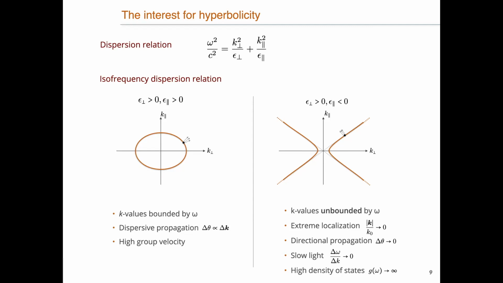If you look at the propagation, if you can launch in this material a photon polariton that has a wave vector like this, but with a little bit of spread in the wave vector, they will propagate at different angles.